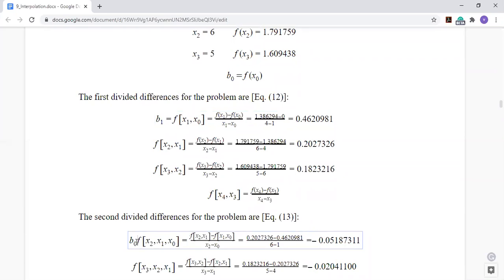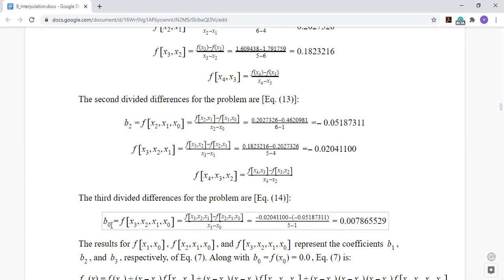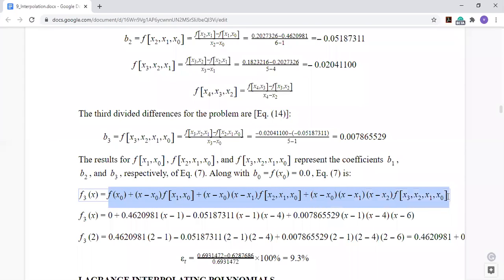Then this is your B2. The first value is your B2. Then your B3 is this one. So we've already gotten B0, B1, B2, and B3. So now we can develop the third order polynomial using this equation here.